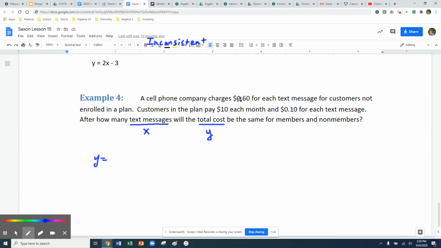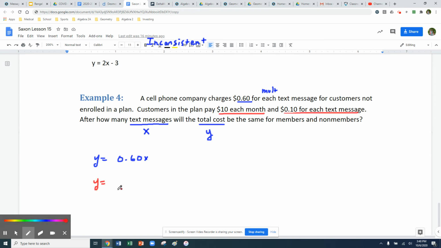The first company charges 60 cents for each text message. And anytime we see that keyword each, that's going to mean that we're going to use multiplication, times. So there's our first situation. Our first company is going to charge 60 cents per text message. So I'll go 0.60 times x.